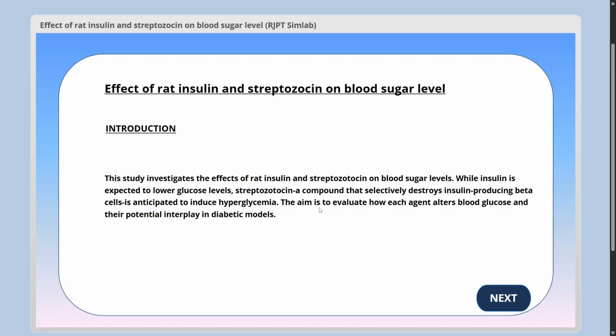Then the aim is to evaluate how each agent alters blood glucose levels. So the main aim is to evaluate how each agent, which means insulin and streptozocin, alters the blood glucose level and their potential interplay in diabetic models. So here we are taking two agents: insulin, which reduces the blood glucose level, and streptozocin, which increases the blood glucose level by destroying the insulin producing beta cells. So it stops the production of insulin by destroying the beta cells, which can also induce hyperglycemia.